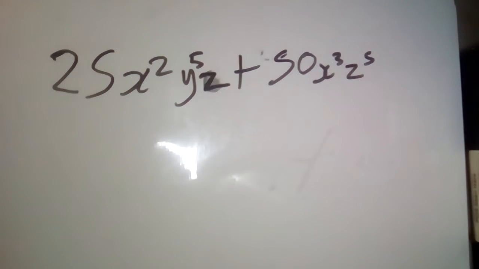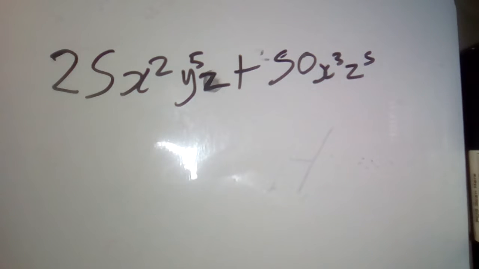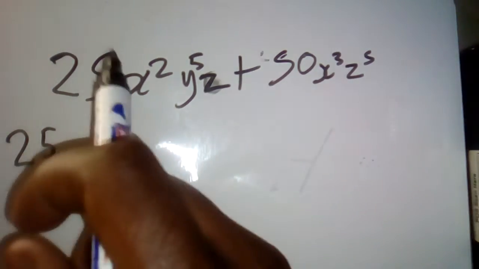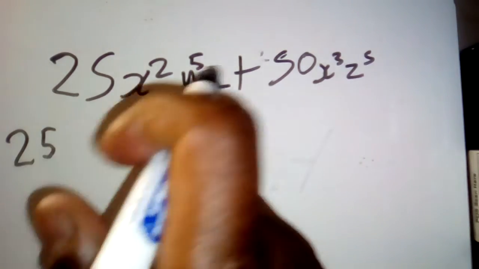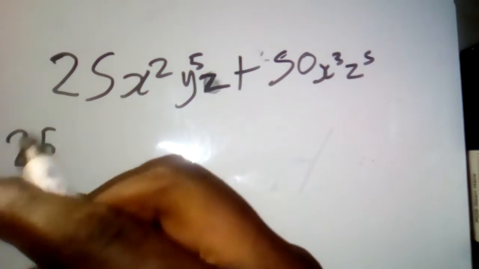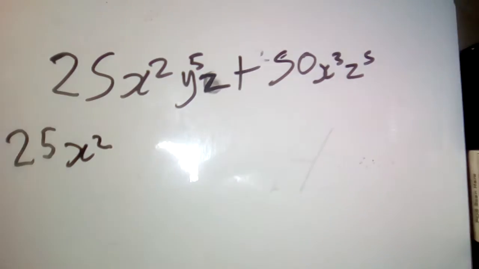So we start with the numbers. What's the highest common factor for 25 and 50? Well, the highest number that both of them can divide by is actually 25. So we'll say 25. Then let's go to the letters. Does x appear everywhere? It appears here and here, so we pick it. But now we take the one with the lowest exponent, which is x squared, because there's x squared and x cubed. So it becomes x squared.